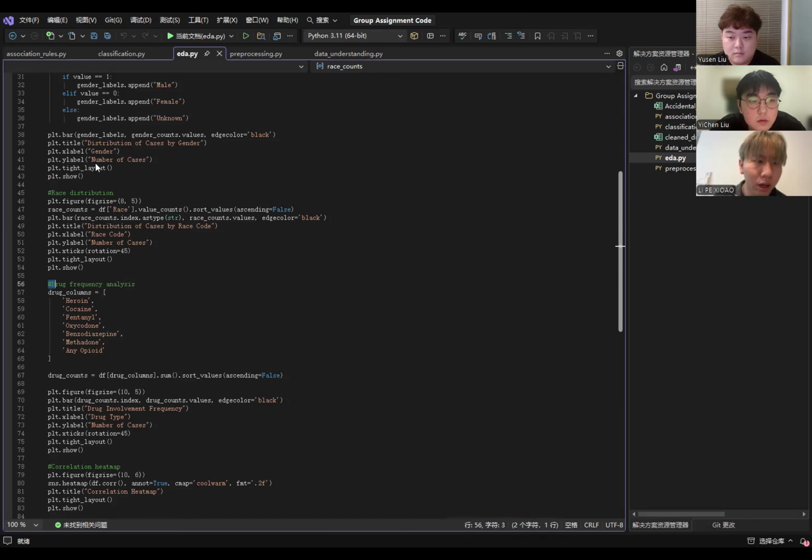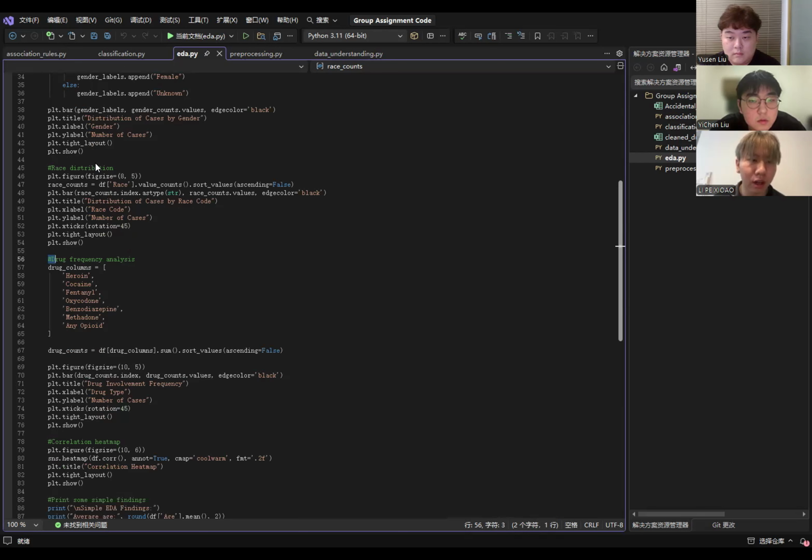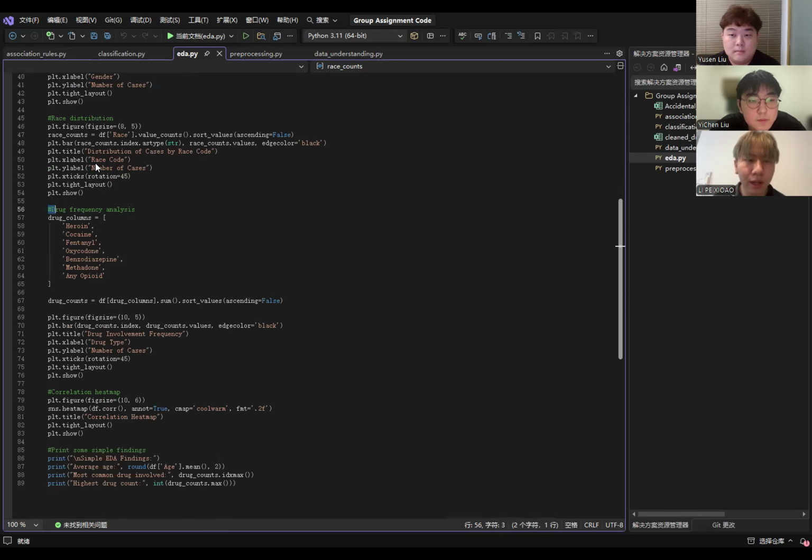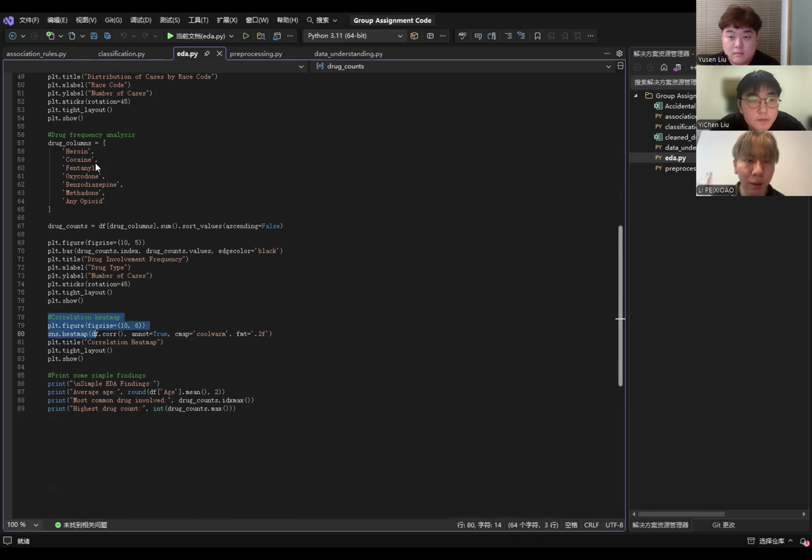This final visualization is a correlation heat map. It shows whether some variables tend to appear together more often. Now I will run the EDA code.